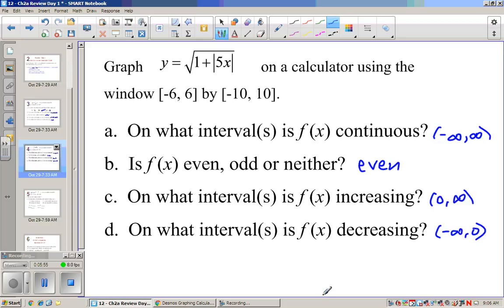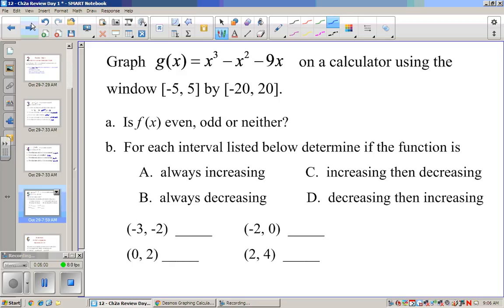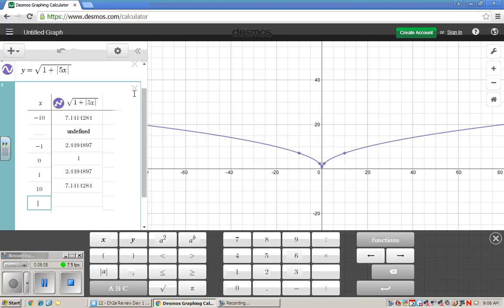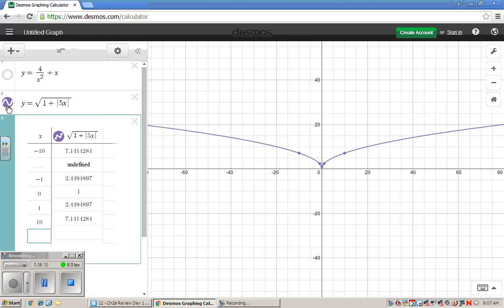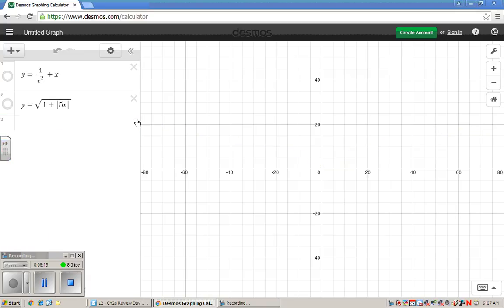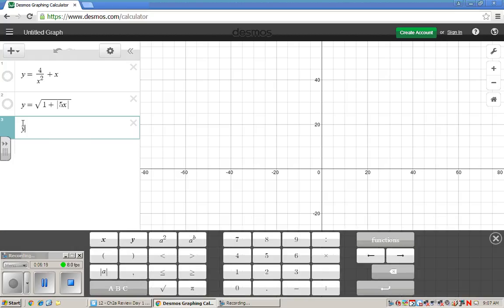All right, let's try one more equation. So our next one is right here. G of x equals x cubed minus x squared minus 9x. So we come over here, and if I don't want to see this graph anymore and I click on that, you'll notice that it appears to still be there. That's because I have a table. So if I X out of the table, that'll disappear. My equation's gone there. And so here's our next equation.